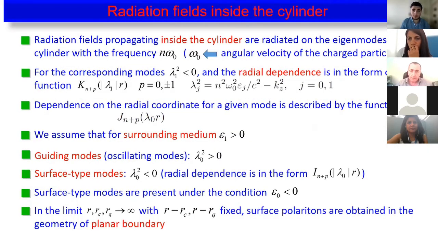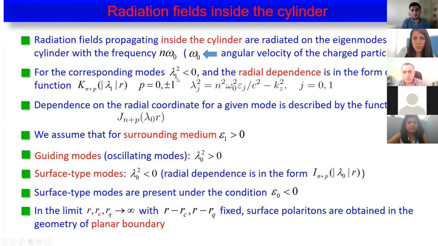In the second case, we also have the radiation which propagates inside the cylinder. Of course, our motion is periodic, and the radiation frequency will be a multiple of this main frequency. This is the frequency of the rotation of the charged particle. And these two quantities, lambda g, defined by this relation, play a very important role.